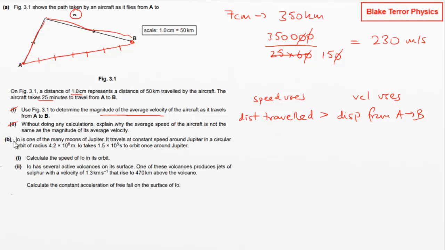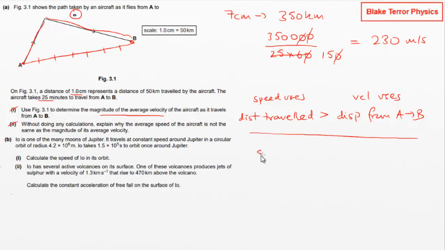So if the distance travelled is greater, we're going to get greater speed. Cool. Io is one. All right, we've moved away from aircraft then. We're now on Io, going around Jupiter. Travels at a constant speed in a circular orbit of that, and it takes that long to orbit. Calculate the speed of Io in its orbit.